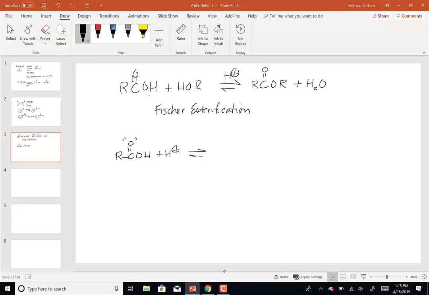Carboxylic acid plus H plus. Which one? Okay. I'm going to protonate the carbonyl oxygen. I will come back and show you later why I can't protonate the other one. So I'm going to protonate the carbonyl oxygen to form an oxonium ion. Okay, next step.